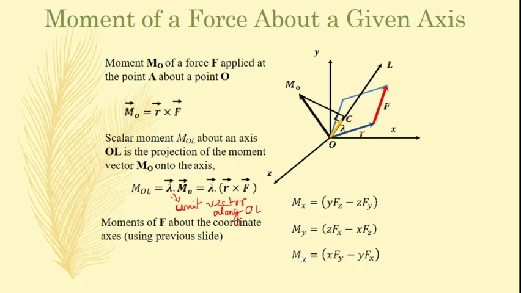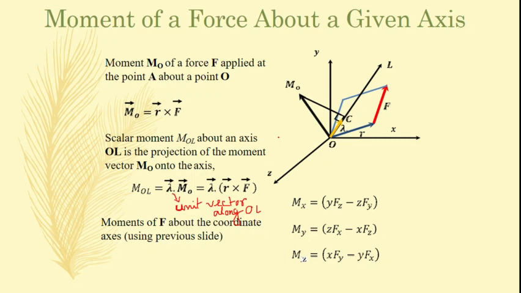because a unit vector has magnitude 1. That is why it doesn't multiply the moment by any number. It actually shows the direction of this OL line. That is why if we take the dot product with this moment, then we get the component of this MO along this OL line.